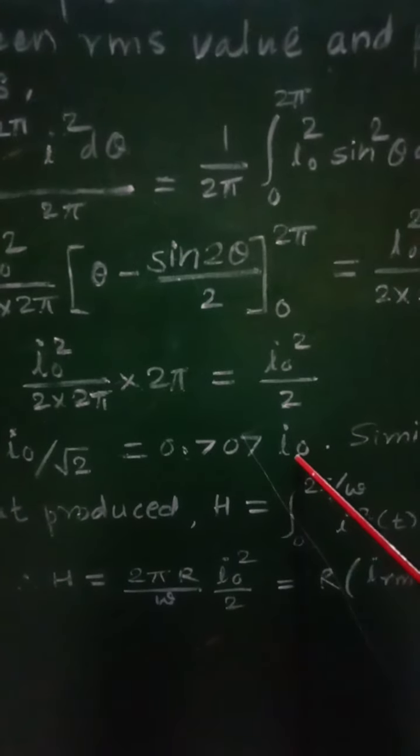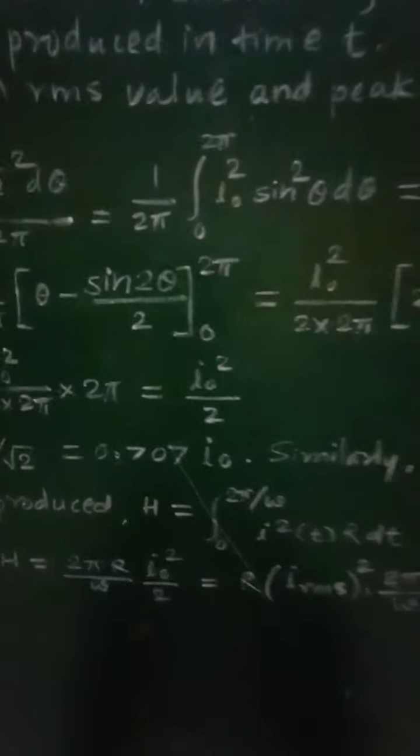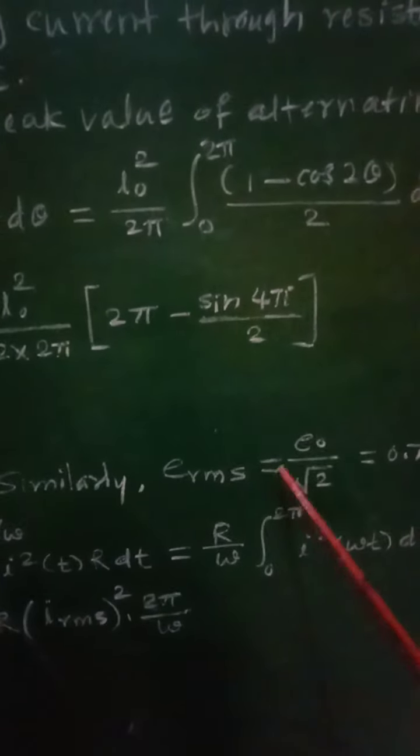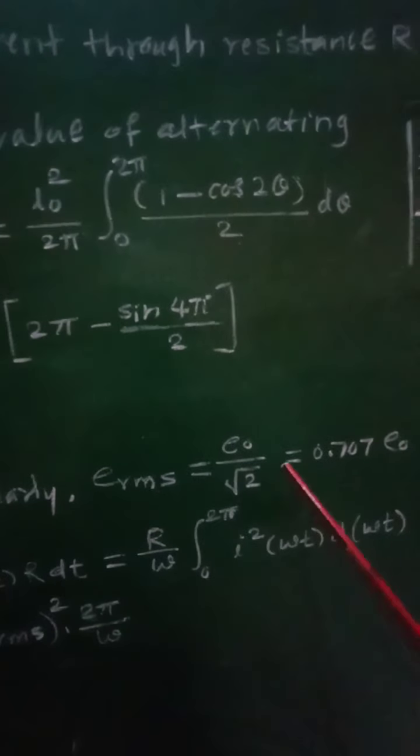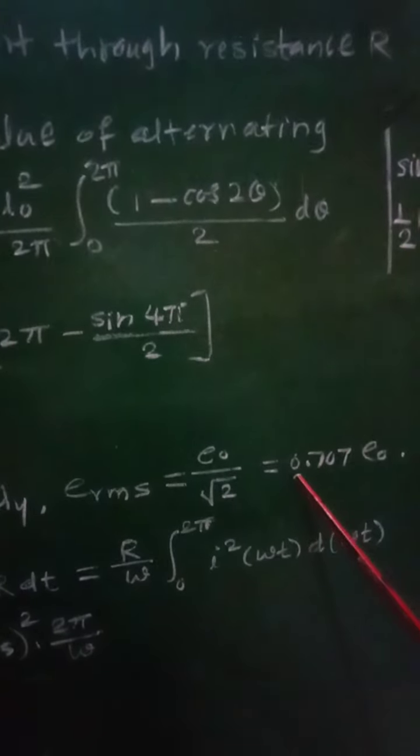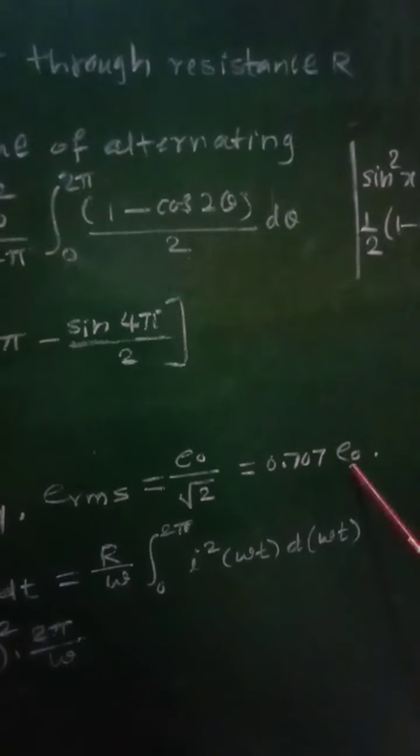0.707 I0. Similarly, in case of E RMS, we can write E RMS will be equal to E0 by root 2, that is peak value of EMF upon root 2, and again it will be equal to 0.707 E0.